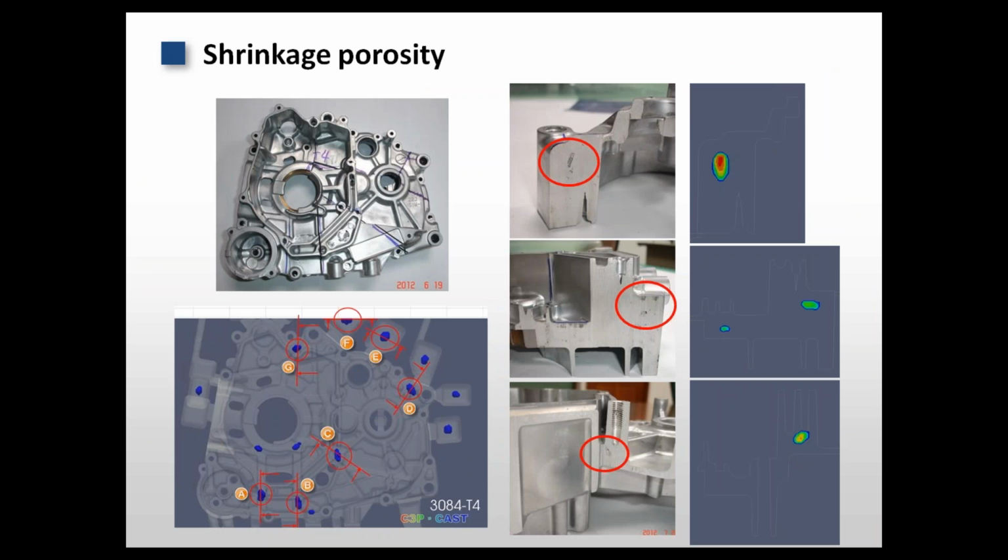And this is another picture done for the shrinkage porosity. This product is done in Taiwan, and we could notice that when we cut off the casting parts, you will find out a lot of shrinkage porosities. And this is the real photo, and on the right side is the simulation result, which helps us to predict those kinds of shrinkage porosity.